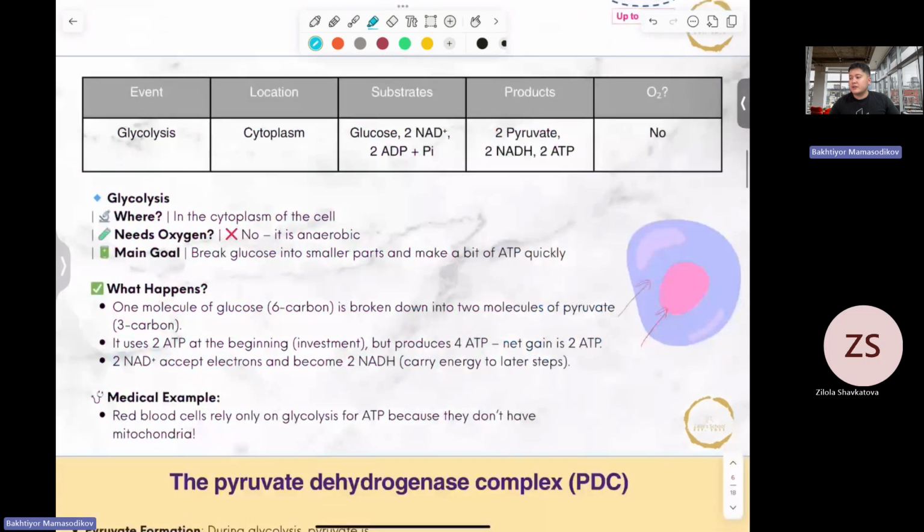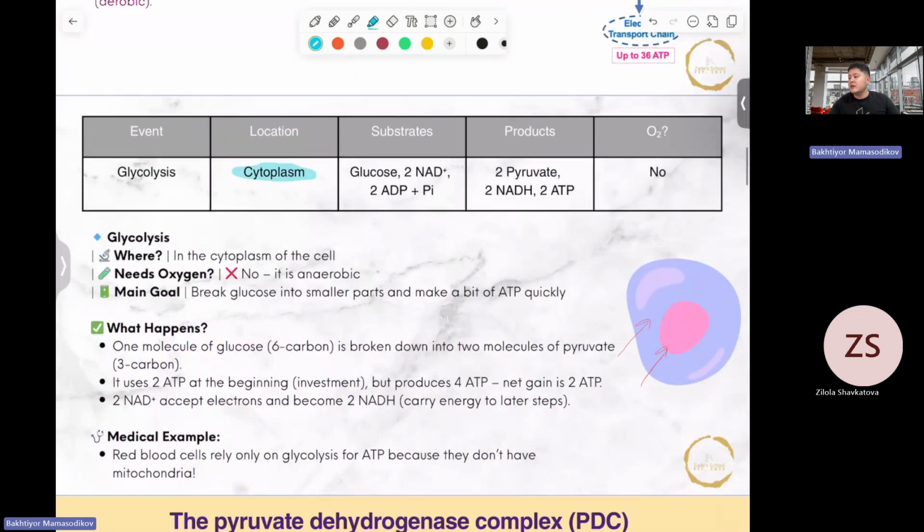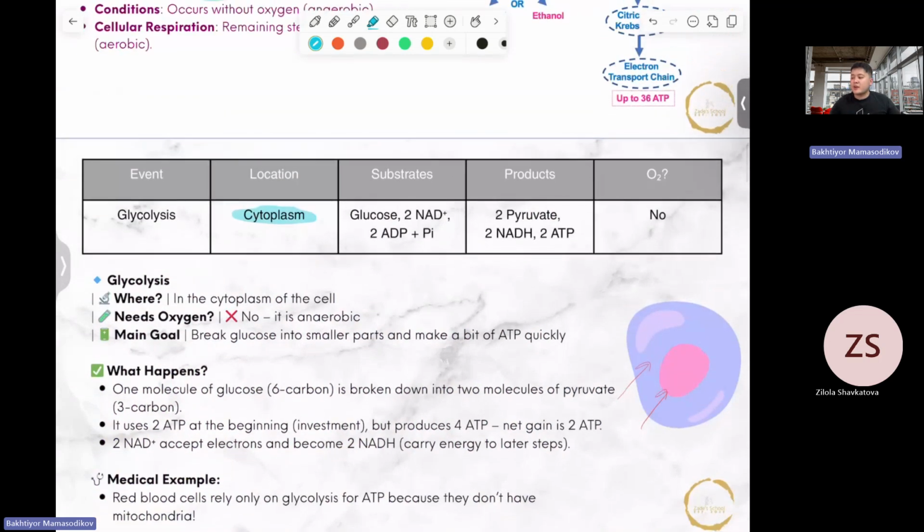So as you can see, this is the diagram I have explained to you. Glycolysis happens in the cytoplasm, okay? And what's going into the reaction? One molecule of glucose, 2 molecules of oxidized NAD plus, and 2 molecules of ATP are going into the reaction. The net result is 2 ATP, 2 pyruvate, and 2 NADH molecules. And this process doesn't require oxygen. This is an anaerobic process, okay? It's written here, it's anaerobic.